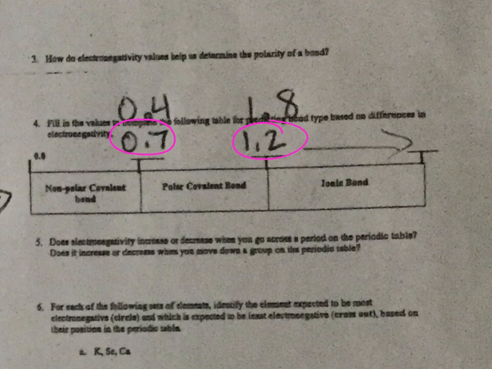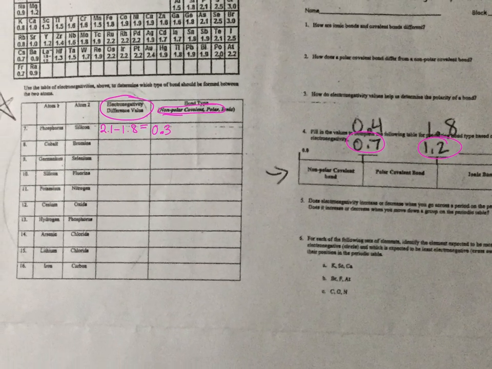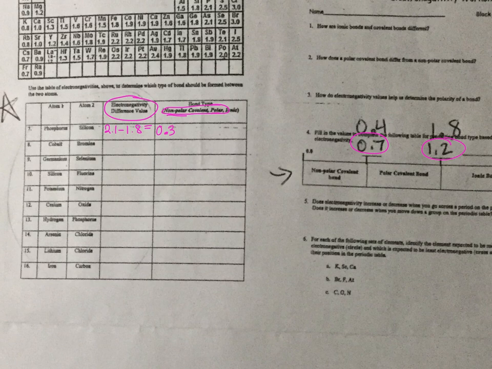Once you've decided what the electronegativity difference is, now we can label it as one of those. This one is 0.3, so we're going to go nonpolar covalent. Nonpolar covalent. You're just going to do that for all of them. And this is, like I said, the last thing that tells us what we're dealing with.